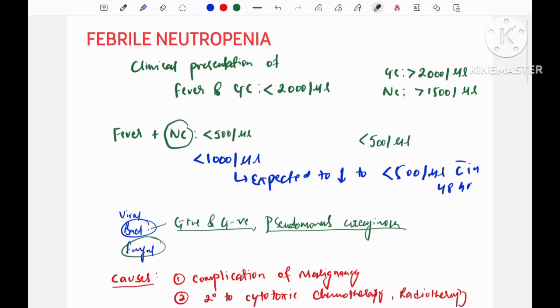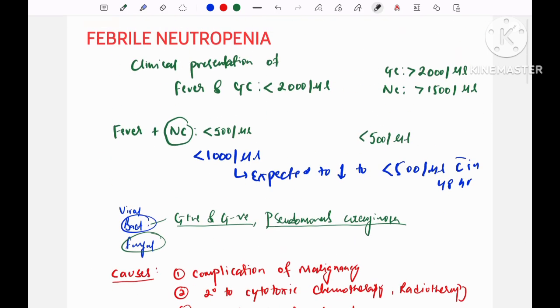And I need to mention one thing again, which is the fever. In case of fever, if there is a single oral temperature of more than 38.3 degrees centigrade, or a temperature of more than 38 degrees centigrade lasting for more than 1 hour, then we include this in the definition of fever in case of febrile neutropenia.